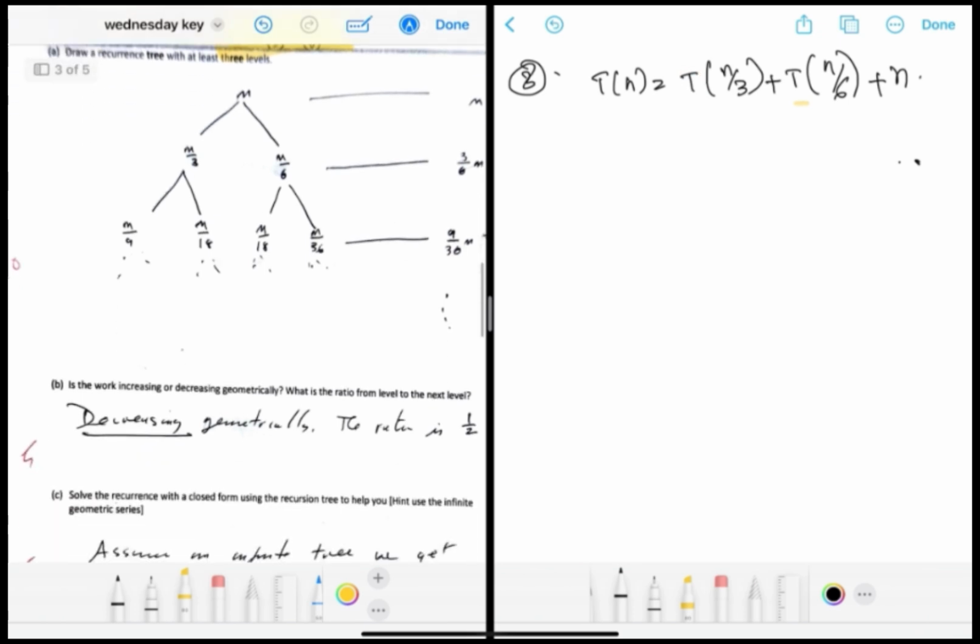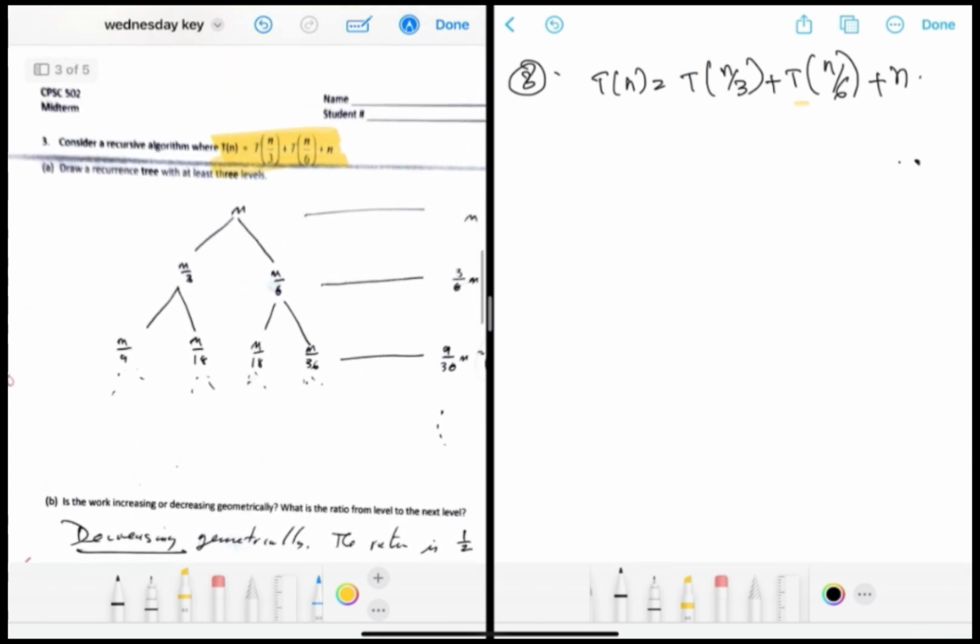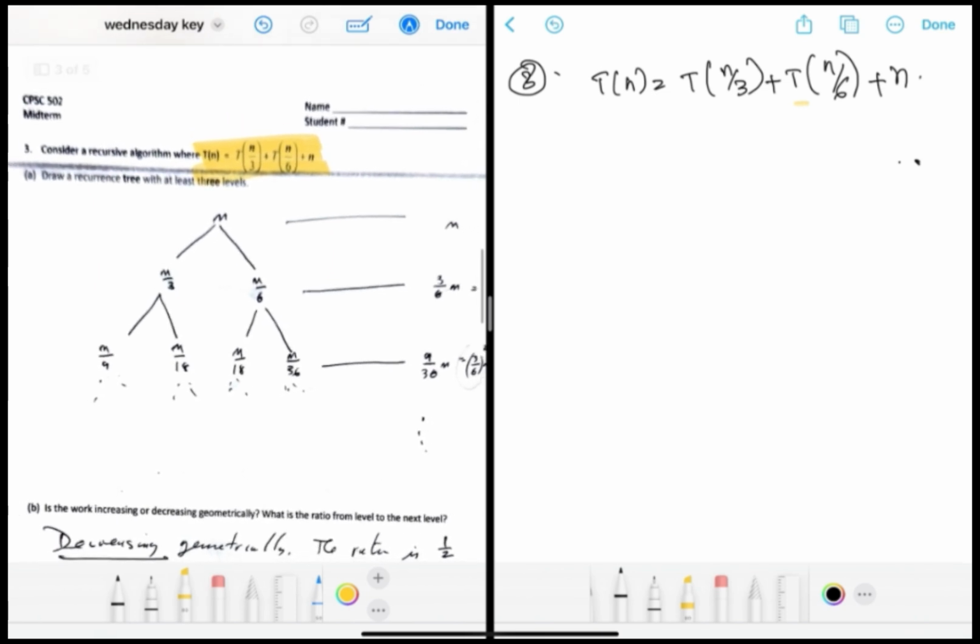The third question has three sub questions. So the first sub question is draw a recurrence tree with at least three levels in it. So for drawing a recurrence tree, we have the recurrence equation here. So first of all, the problem size is going to start with n.